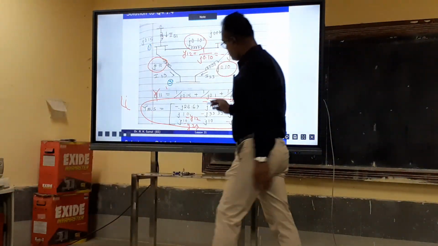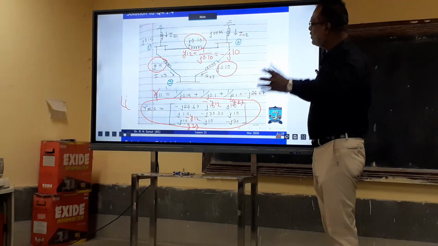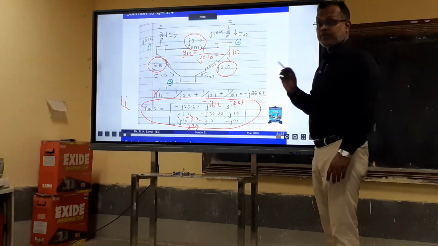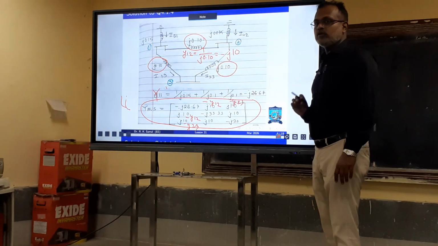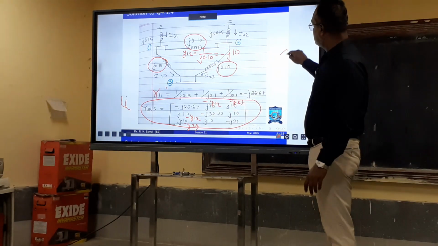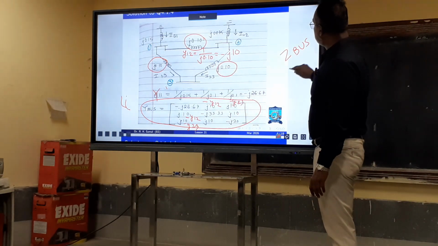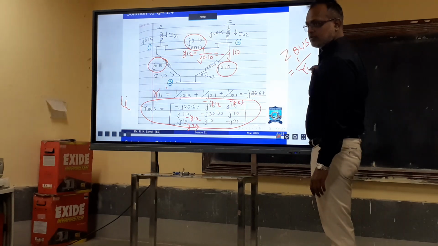So write down this Y bus, no need to write. This is the Y bus. Our purpose is not Y bus here. We are not doing load flow. We are doing fault calculation. For that we need Z bus. So what is Z bus? Z bus is equal to 1 by Y bus.